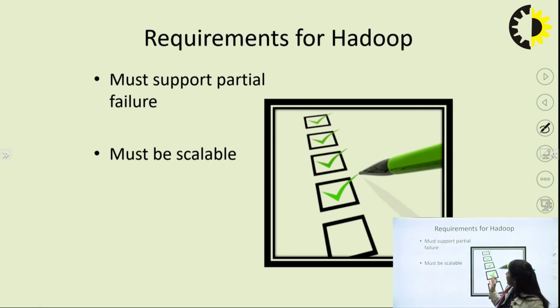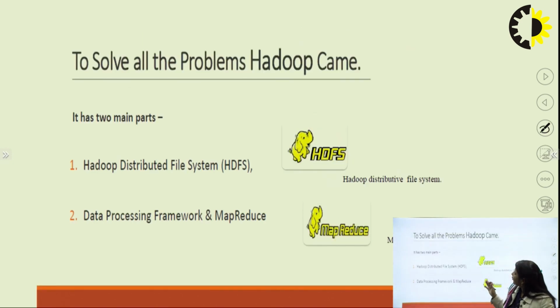So the requirement for Hadoop is that it must support partial failure, and it should also be scalable. To solve this problem, Hadoop came, and it has two main parts: Hadoop Distributed File System and the MapReduce framework. So let's understand what the Hadoop Distributed File System is and what MapReduce technology is.